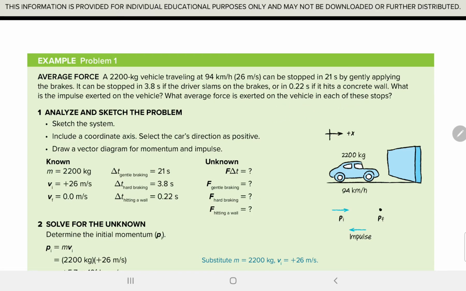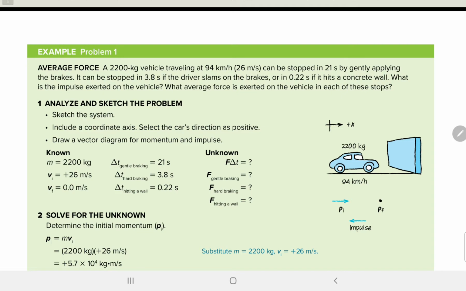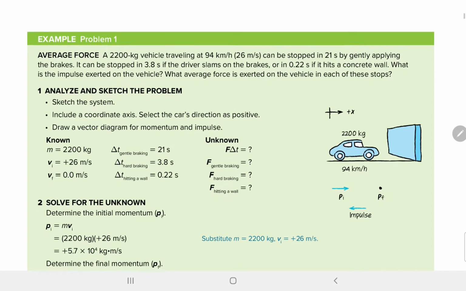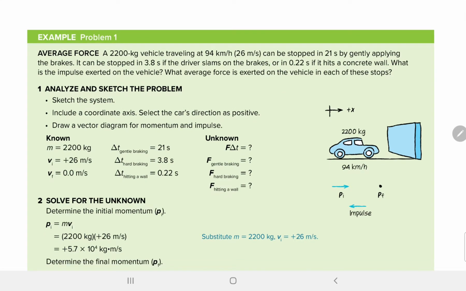What is the impulse exerted on the vehicle, and what average force is exerted on the vehicle in each of these stops? In every question that we will have in our studying, in the beginning we should write the given data. So what do we have in this question? In the beginning we have 2,200 kilograms. This is the mass of the vehicle, which is m equal to 2,200 kilograms.